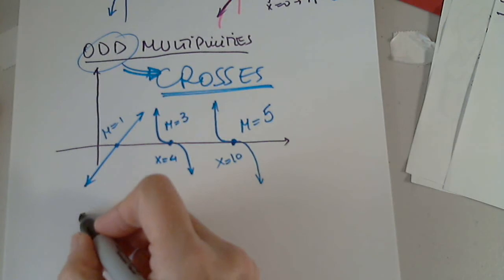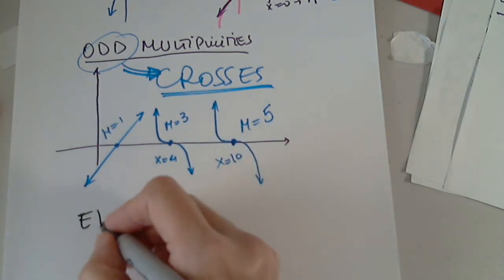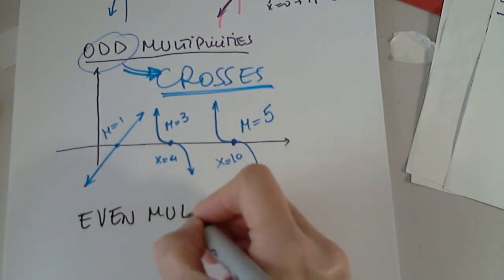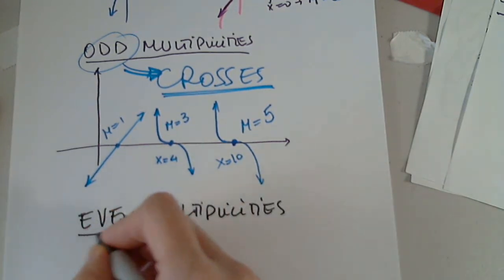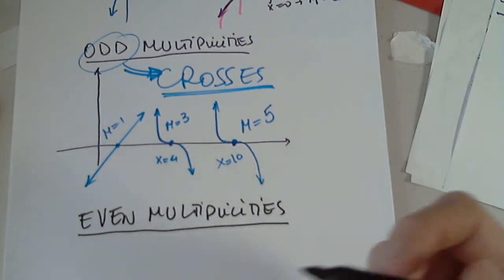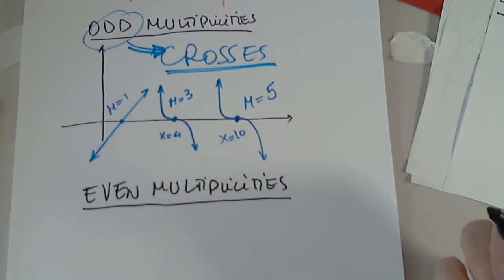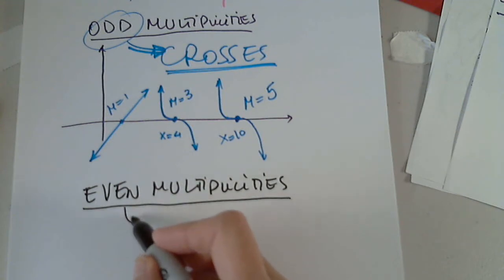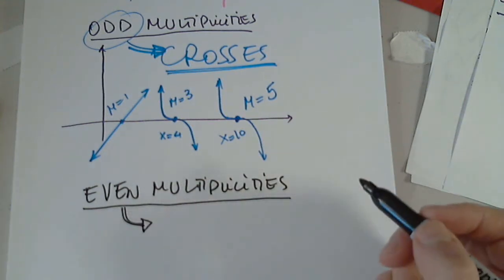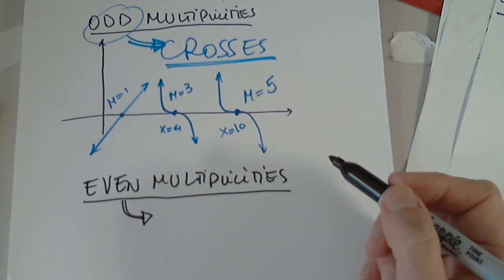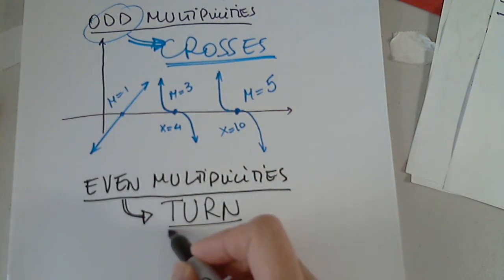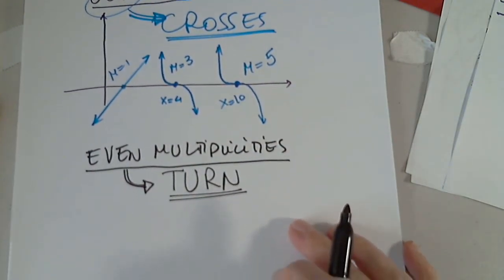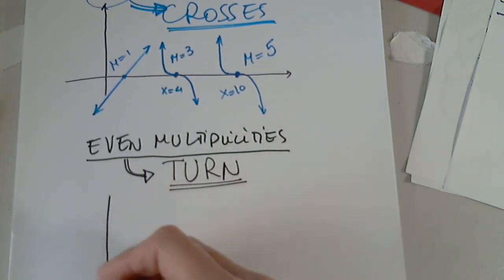What do you think will happen with the even multiplicity? If a solution appears twice, 4 times, 6 times, etc. Will it be a cross, or will it be something else? It cannot be a cross. It will always be a turn. So here are examples.